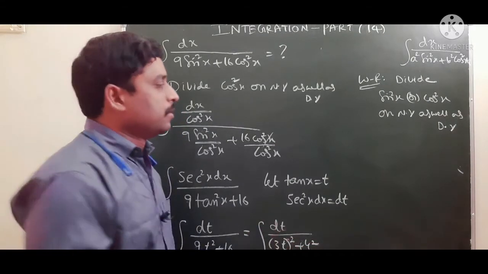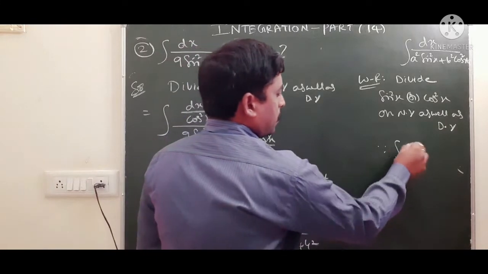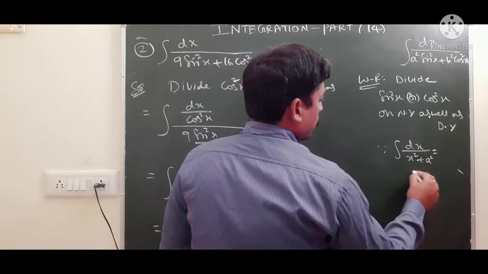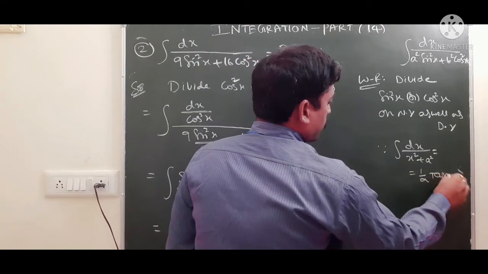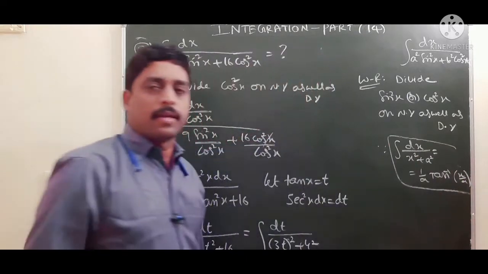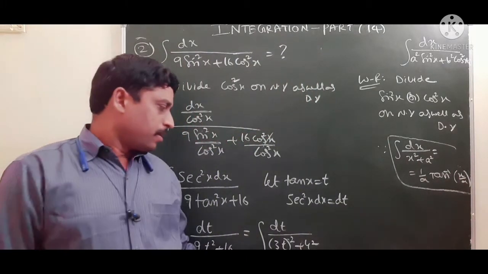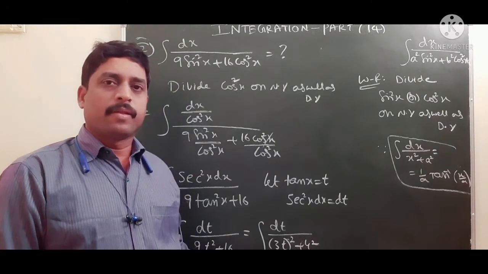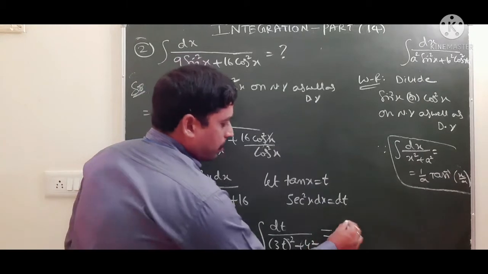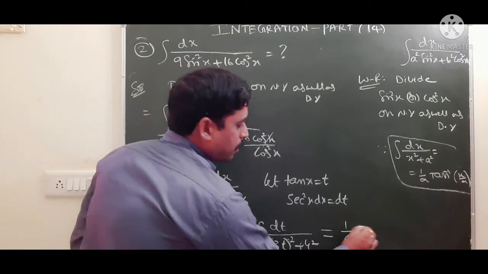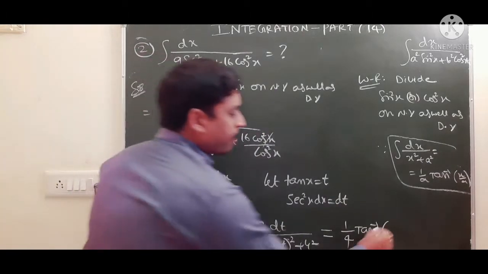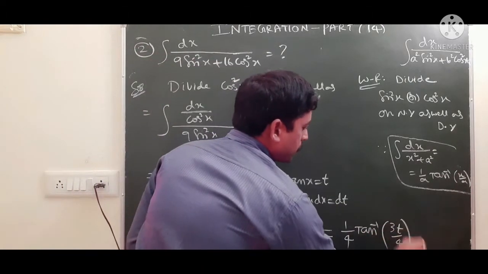Okay, we have one formula integral dx by x square plus a square is equal to 1 by a tan inverse of x by a. Where constant value 4, variable place is 3t there. So now applying that formula, 1 by a, 1 by 4 tan inverse of x by a. So variable 3t by 4 plus c.